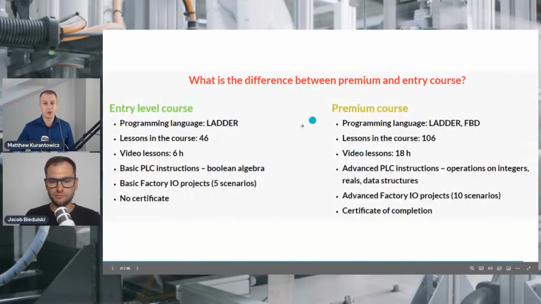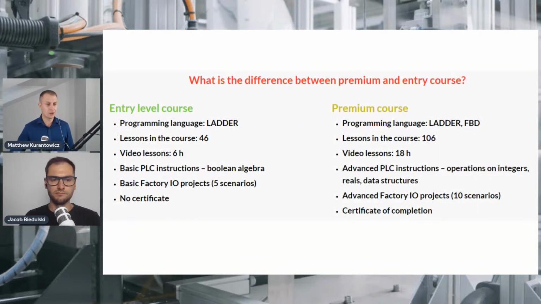What is the difference between our courses? The first course, entry level, is cheaper. You will program in ladder. We have 46 lessons, 6 hours of video materials. You will learn about Boolean algebra, basic PLC instructions, and you will program 5 scenarios in Factory I/O. But we don't provide a certificate for this course.